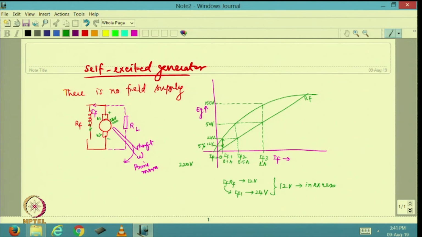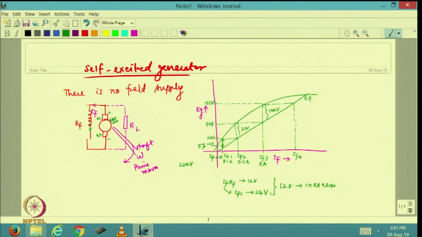Now, corresponding to this value of 150 volts, the field current has increased quite a bit. But look at this, previously I had an excess voltage of 12 volts or something. Now, I may have an excess voltage of 25 volts. Now, I am going to have an excess voltage of much higher value, which is actually 100 volts. This is corresponding to IF4.